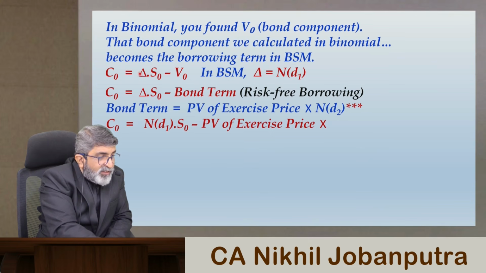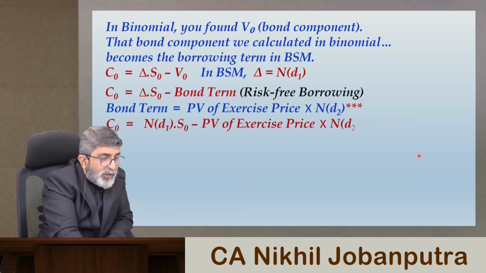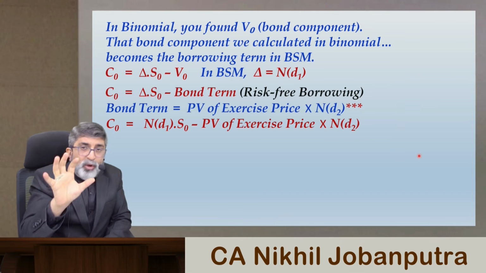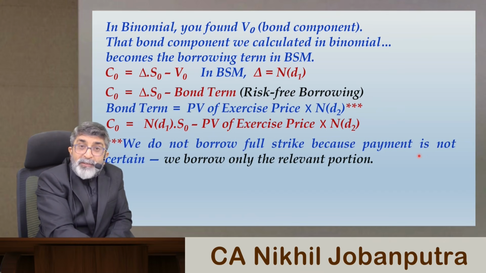So in the equation C0 equals delta into S0, in place of this delta we are taking N of d1. So N of d1 into S0 minus V0. V0 was the bond term, which we are taking as the present value of exercise price multiplied by N of d2. Why are we multiplying by this N of d2? That logic we have yet to discuss. So this line is going to be very, very important.